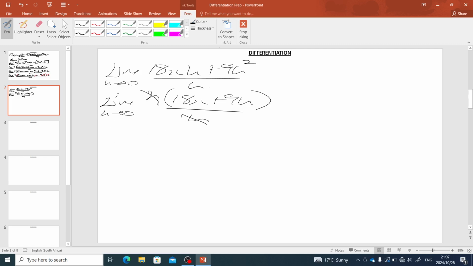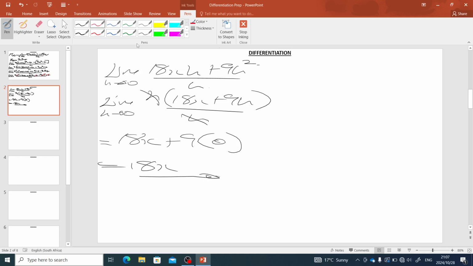As soon as we substitute, we will no longer write the limit as h approaches 0. It will be equal to 18x plus 9 multiplied by 0. Then our answer is 18x. Right, we've applied the first principle.